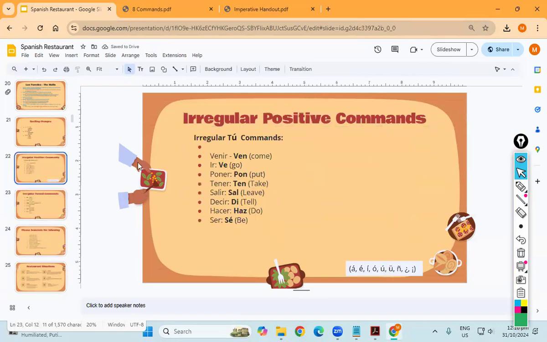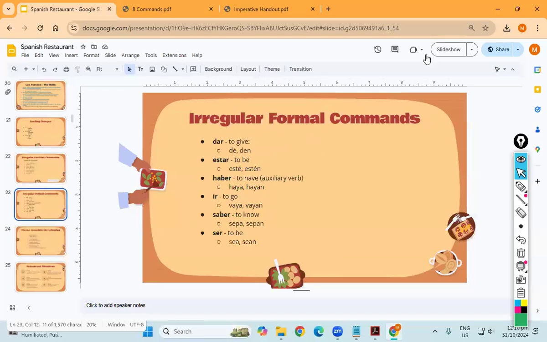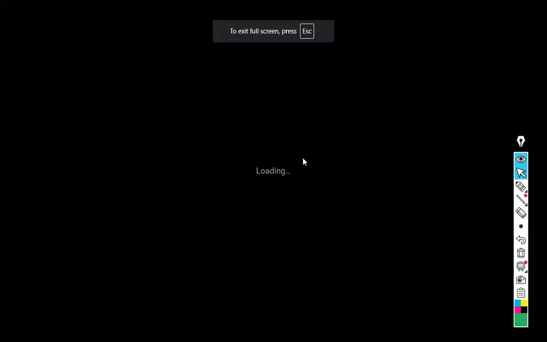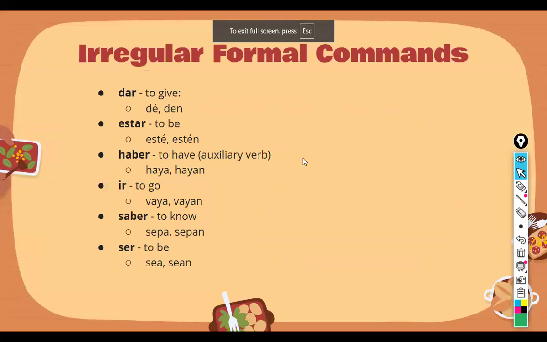Right? For venir, we say ven; for ir, we say ve; poner, pon; tener, ten; salir, sal; decir, di; hacer, haz; and ser, sé. All right, so come, go, put, take, leave, tell, do, be, right? Now, for formal commands, we do have a few irregular forms because the subjunctive is irregular. So this is the usted and the ustedes form, right? So you can note accordingly.